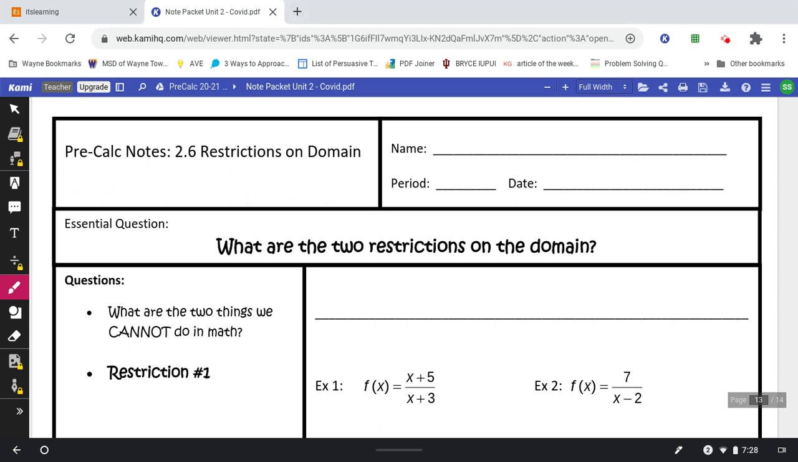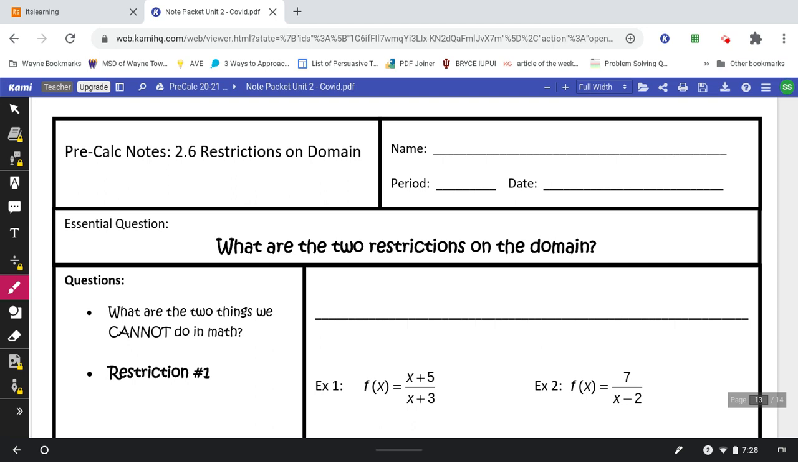These are the 2.6 notes for PreCalc. Today we're going to talk about restrictions on the domain. So restrictions on the domain pretty much means what cannot happen in math problems. So there are two things that we cannot do in math.